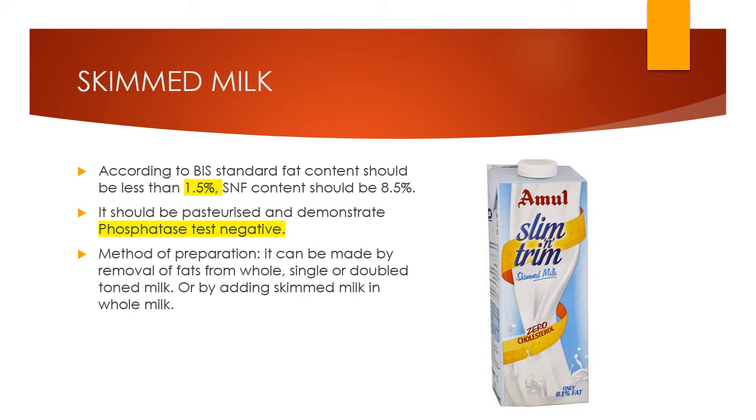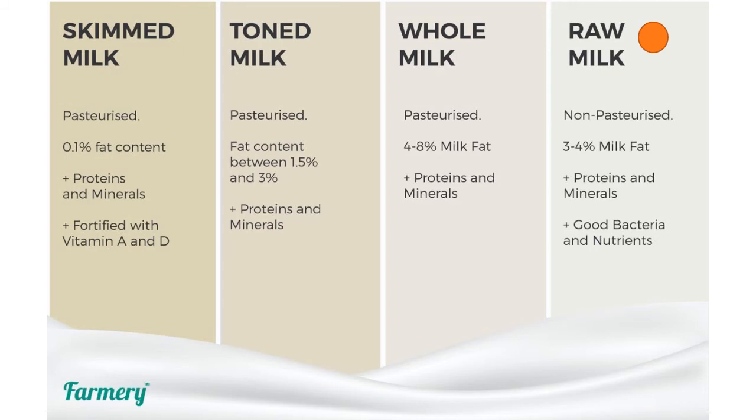Then the method of preparation: it can be made by removal of fats from whole, single toned or double toned milk, or by adding skim milk to the whole milk, so it will get diluted. Correct. So that was about skim milk. Not that difficult, correct? If you remember just one important point from all these types of milk, it will be easy for you to remember, to understand and to write your answers.